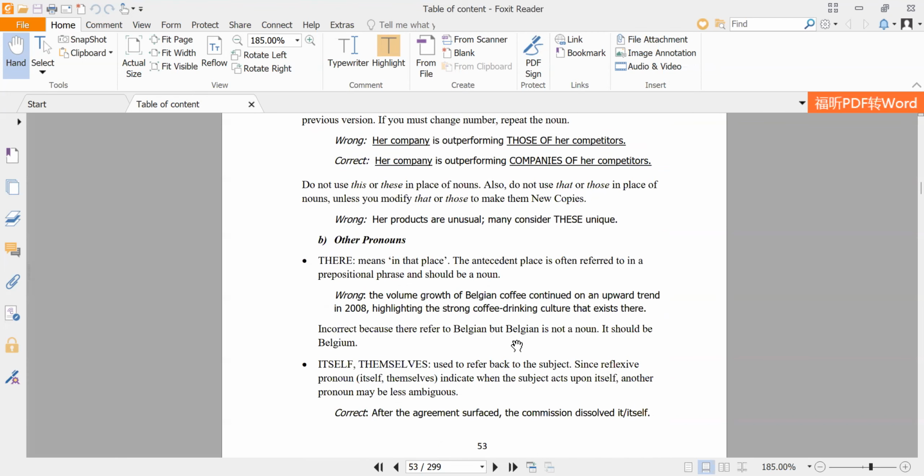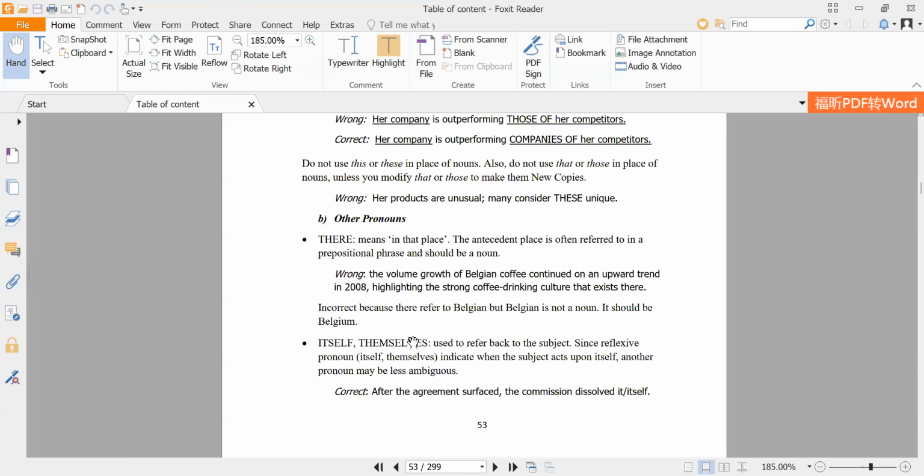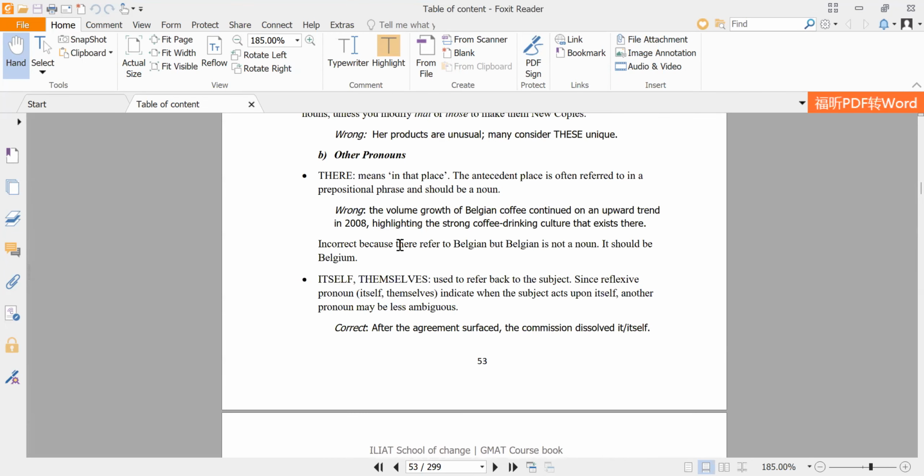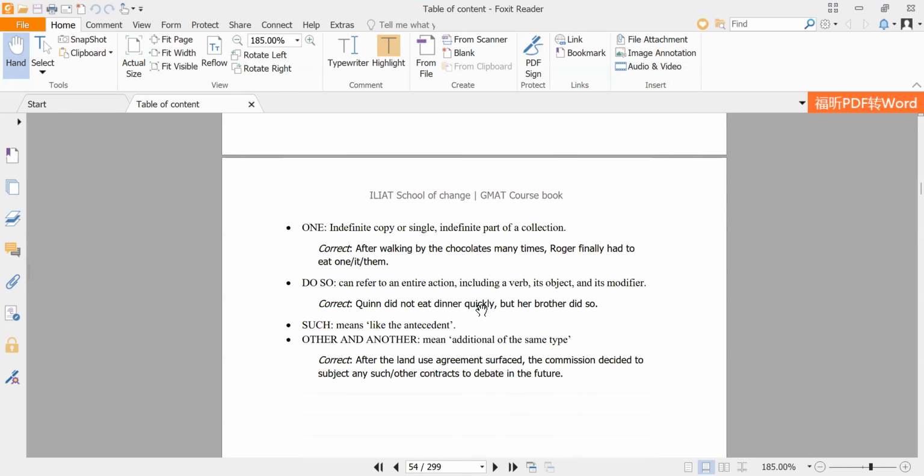All right, and other pronouns like their, itself, themselves, the rules for using them are already clearly stated in the textbook, so you can follow what's written in the textbook. Not much else to elaborate on.